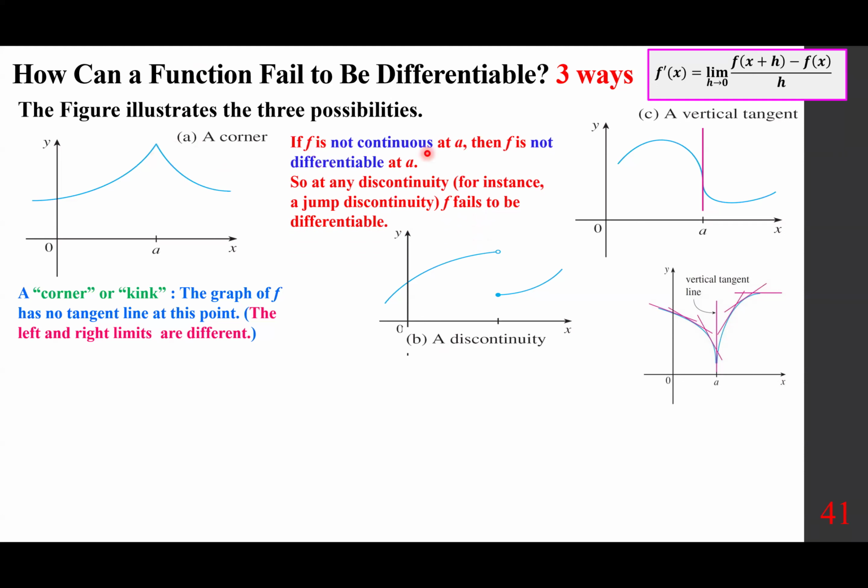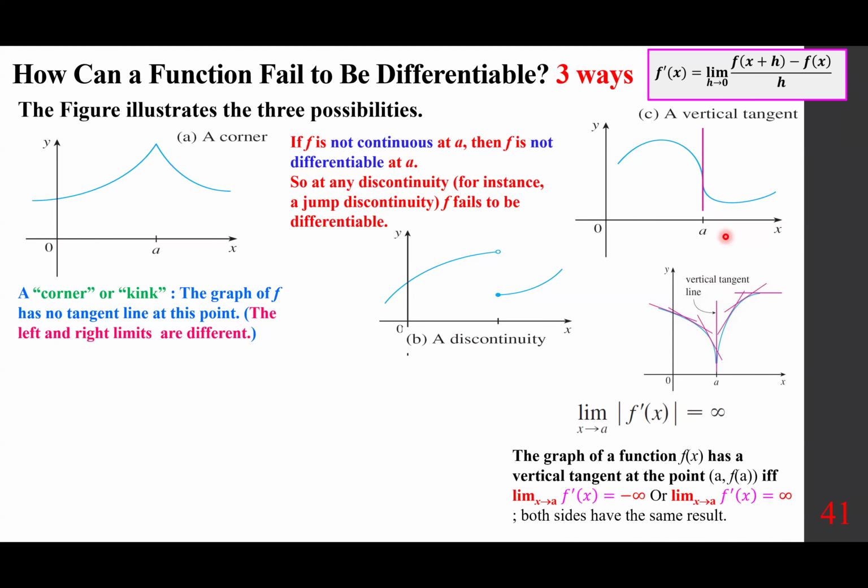Discontinuity. If f is not continuous at a, then f is not differentiable at a. So at any discontinuity, for instance, a jump discontinuity, f fails to be differentiable. The limit of the absolute value of f prime of x as x approaches a is infinity. We're talking about the vertical tangent line. As you recall, we always said a vertical line has a slope which is undefined. But actually, it's really not. It tends to infinity or negative infinity.